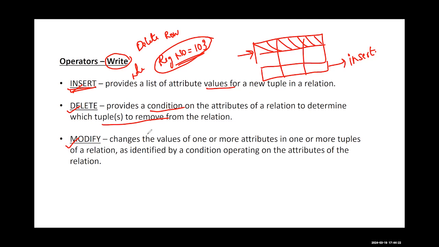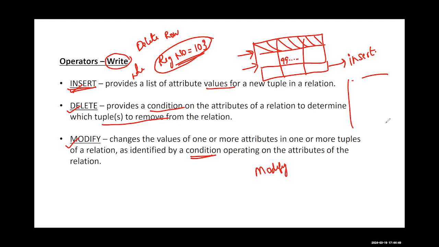Next is modify. It changes the values of one or more attributes in one or more tuples of a relation, as identified by a condition. Once again, I want to change certain details. For example, for this particular student, I want to change his mobile number. Okay, the mobile number I want to change from what was there before. So I'm going to use a modify operator. Using that, I'm going to change it. So how will I change?